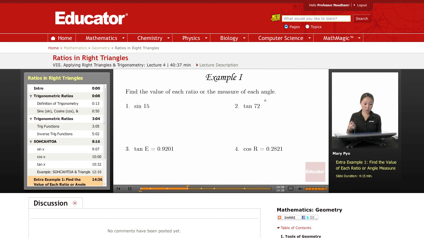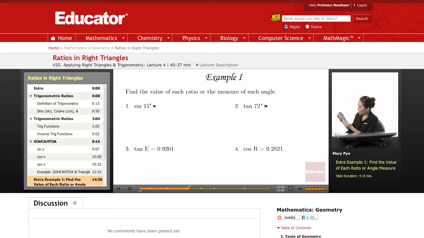So now let's do a few practice problems on the calculator, finding trig functions. We're going to find the value of each ratio or the measure of each angle. The first one, sine of 15. Now this is an angle measure, so let me just do that. These are angle measures. So sine of 15 equals, and that's what we're looking for, right?